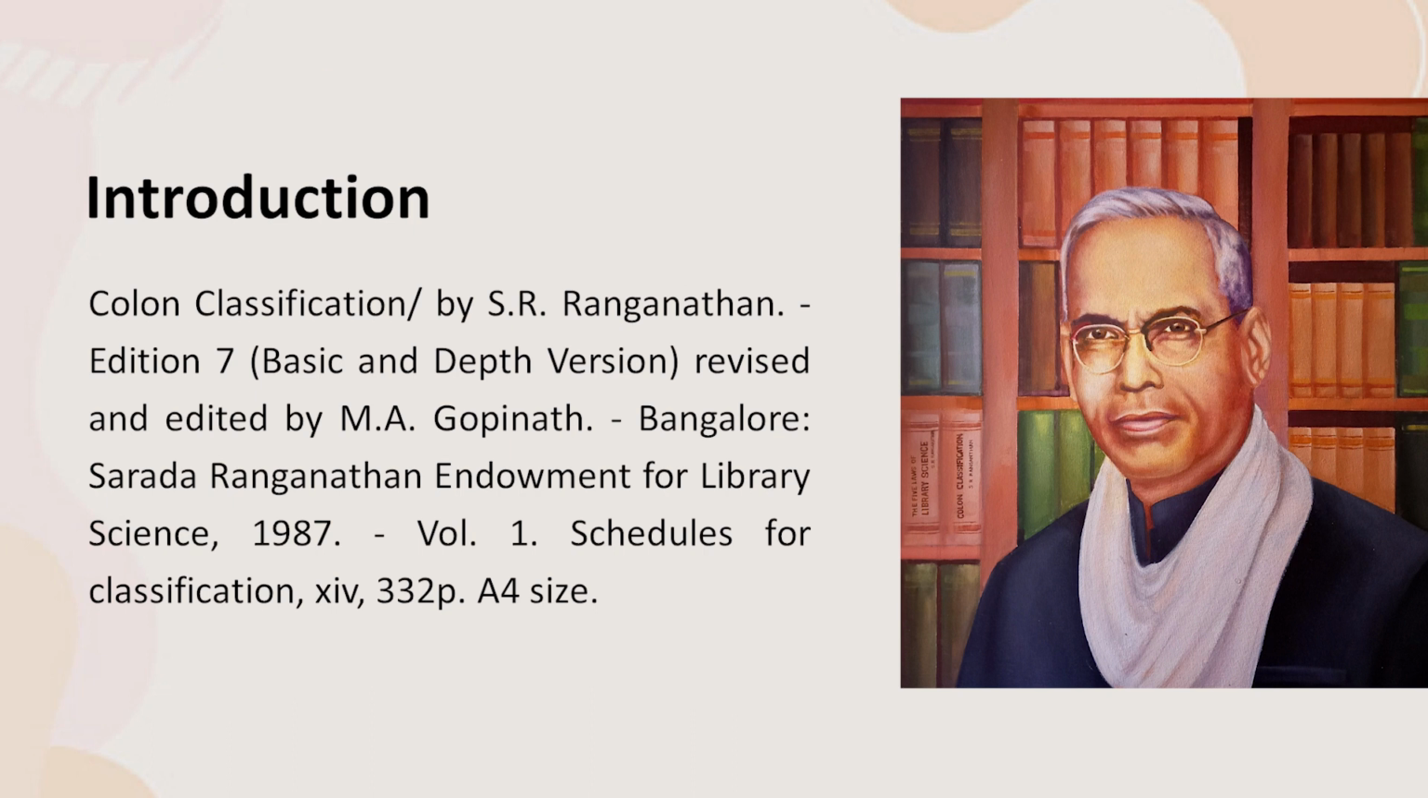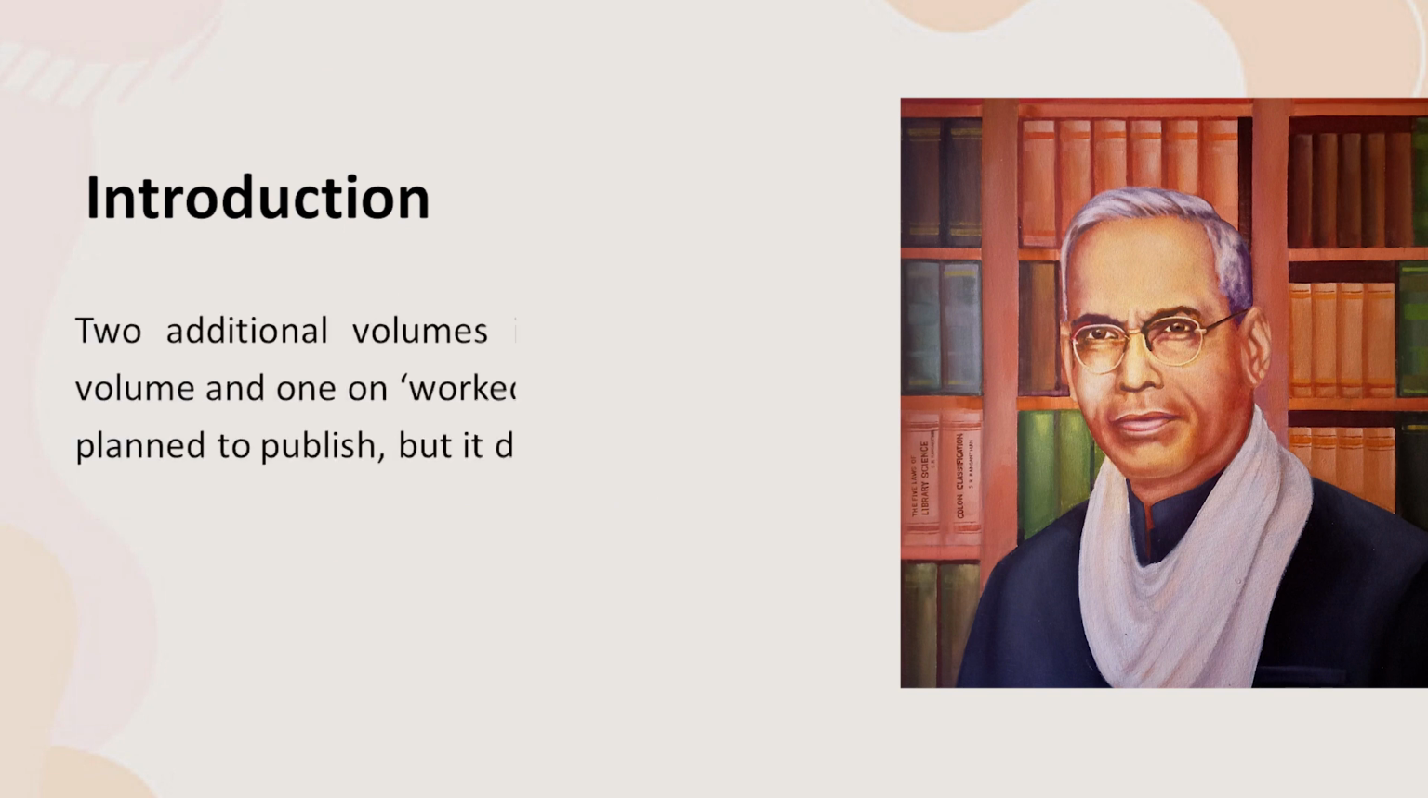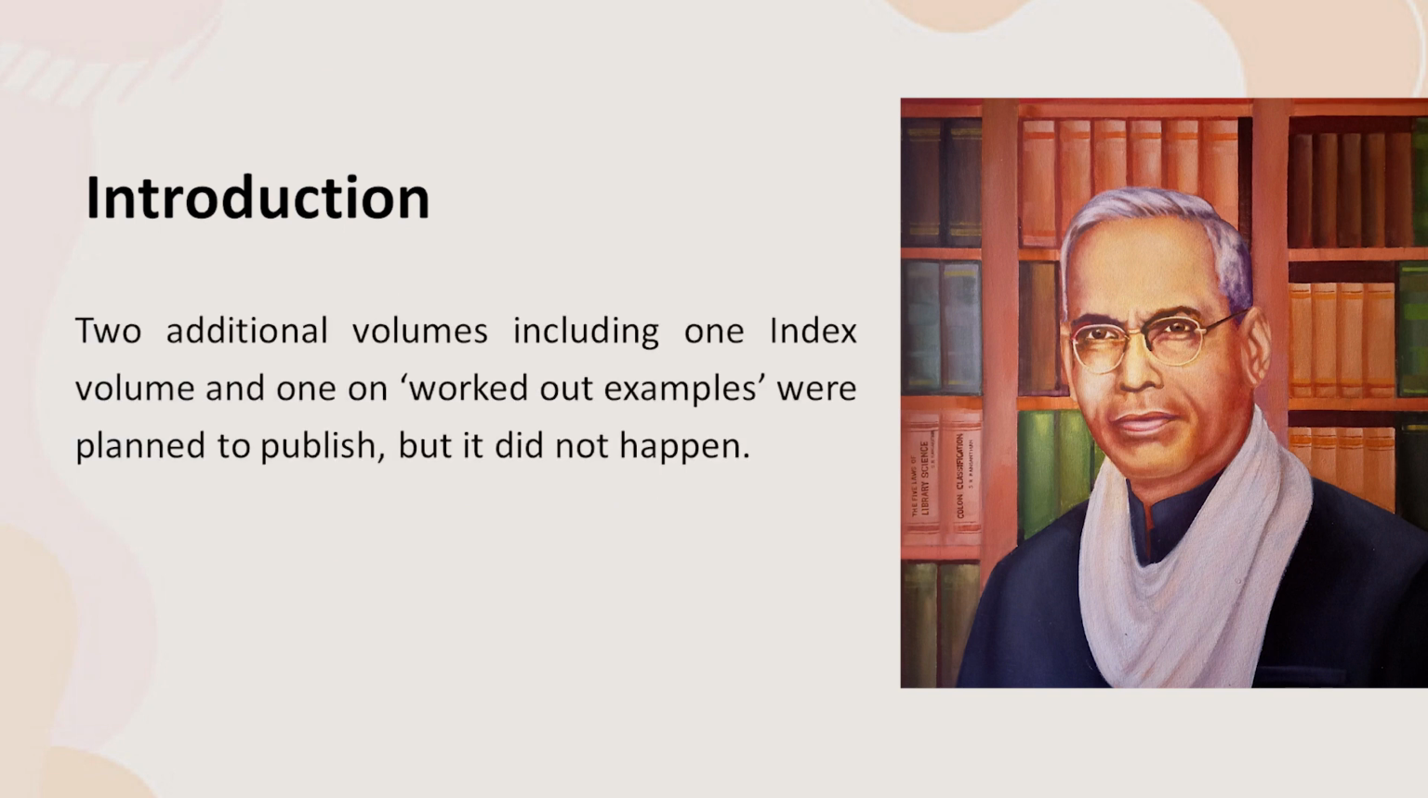Colon classification by Dr. S.R. Ranganathan, edition 7, basic and depth version, revised and edited by Gopinath, Bangalore, and it was published by Sharada Ranganathan Endowment for Library Science. Currently we have in our hand volume 1, schedules for classification, containing preliminary pages 14 and main pages 332, and its size is A4 size. 2 additional volumes, including 1 index volume and 1 worked out examples, were planned to be published, but it did not happen.